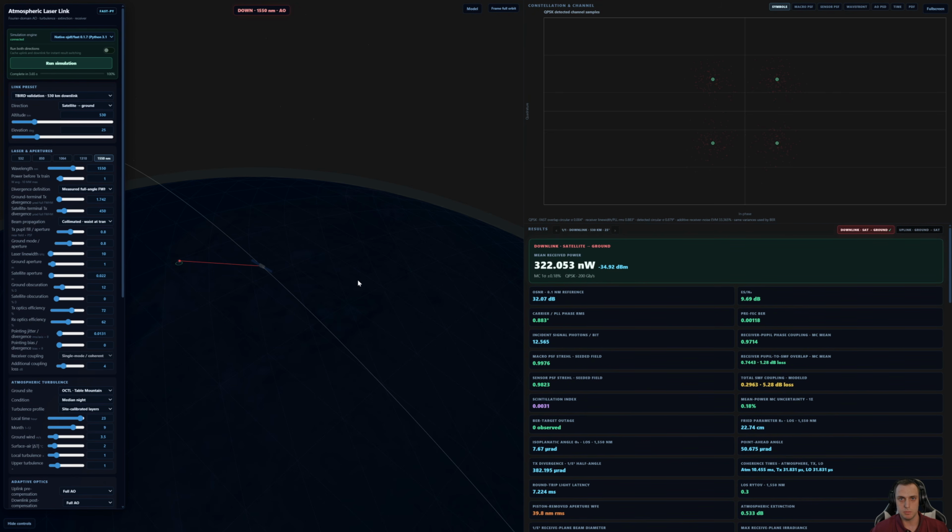Here we are on our optical link budget simulator, and I'm going to spend a lot of time going through this and going through various scenarios, because this should give you a much better understanding of turbulence and optics than just looking at those graphs. And we're also going to go through many more scenarios than what they showed in that paper.